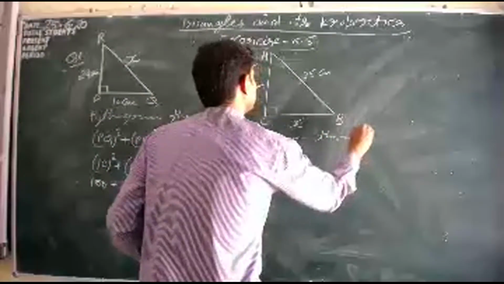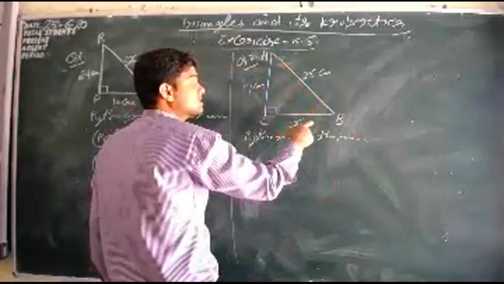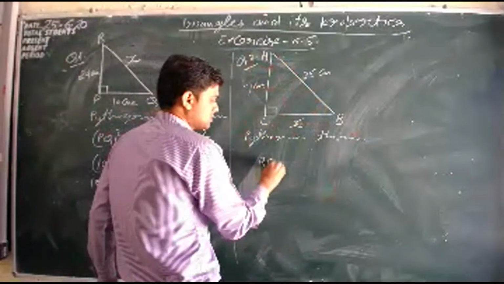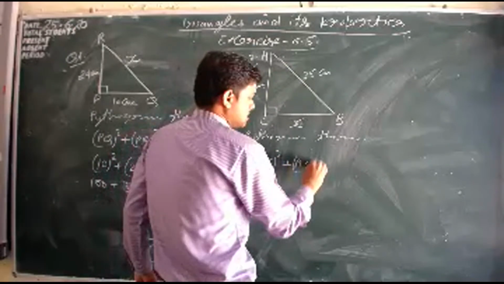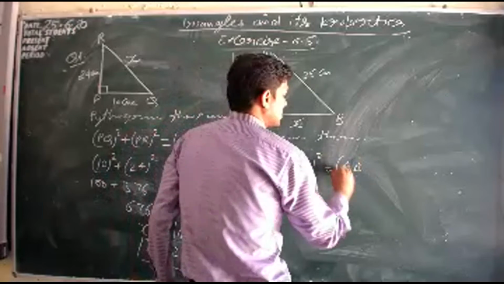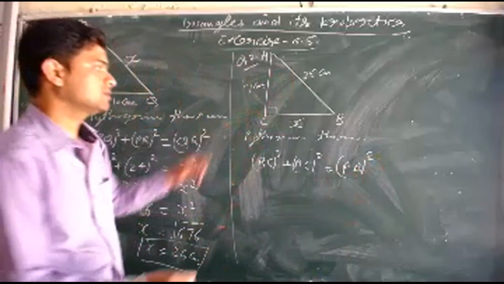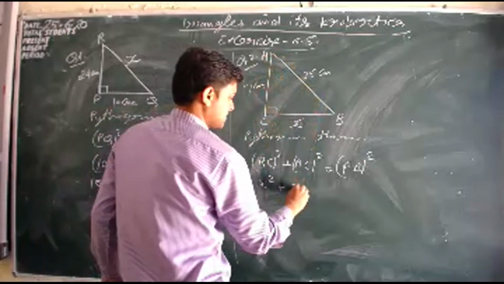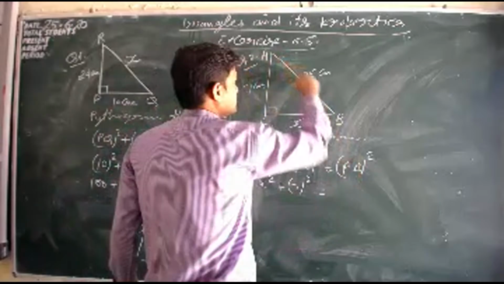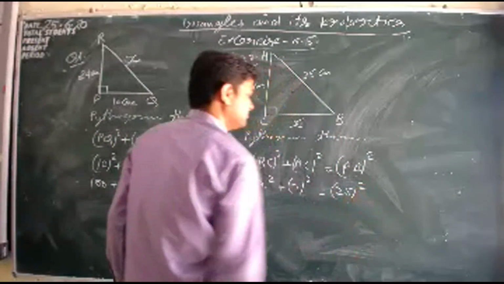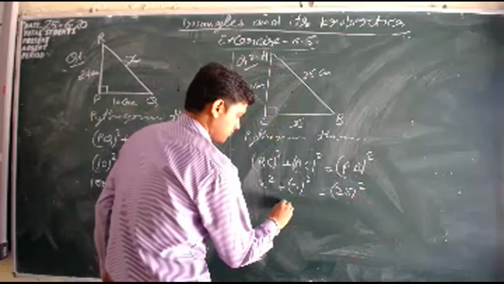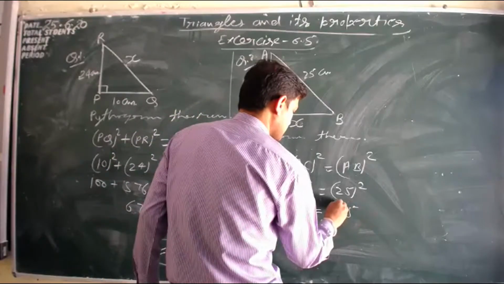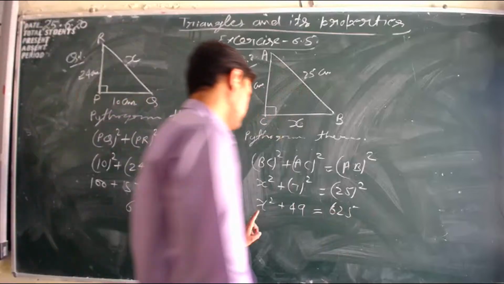Okay, Pythagoras theorem: the square of the hypotenuse equals the sum of the squares of the base and perpendicular. It means BC square plus AC square is equal to AB square. Clear? Now BC is equal to x, AC is equal to 7, and AB is equal to 25. Clear? Now the square of 7 is 49, the square of 25 is 625. Clear? Now the value of x square.